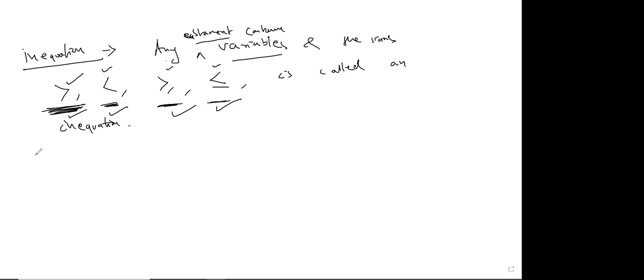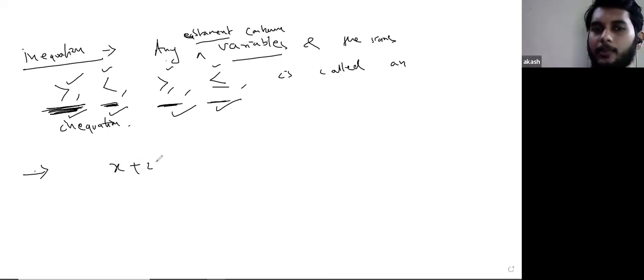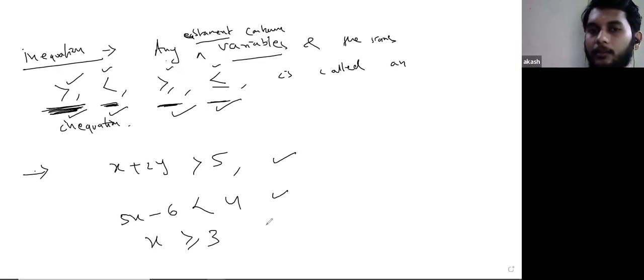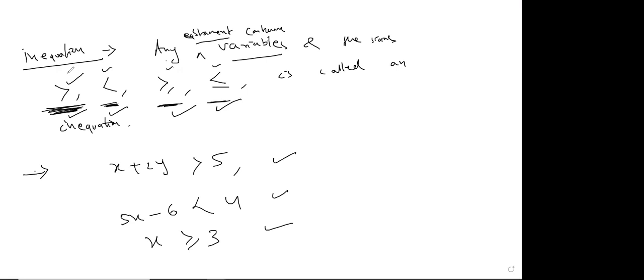So in inequation, examples are x plus 2y should be greater than 5. 5x minus 6 should be less than 4. x should be greater than equals to 3, and so on. These are all called inequation. This thing is clear? Yes, I hope. All right, please write it down also.